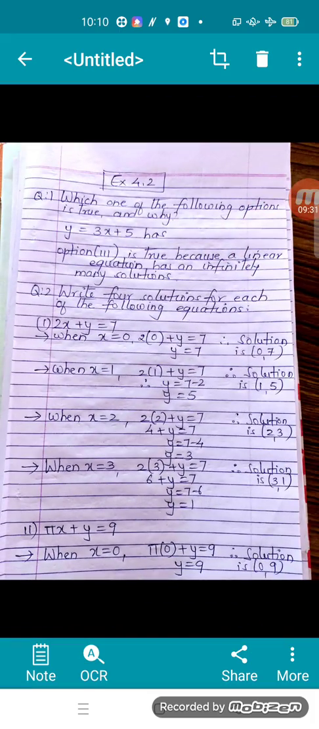Now we go to the second one. Pi x plus y is equal to 9. Put x equal to 0. Pi into 0 plus y is equal to 9. So y is equal to 9 minus 0. y is equal to 9. So the solution is 0, 9.